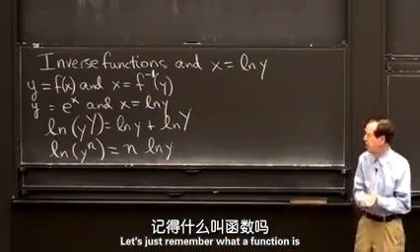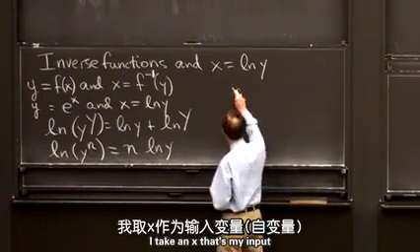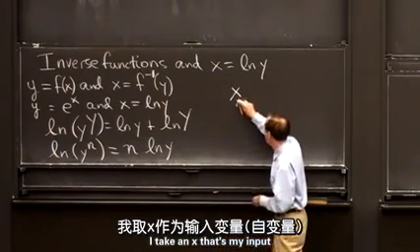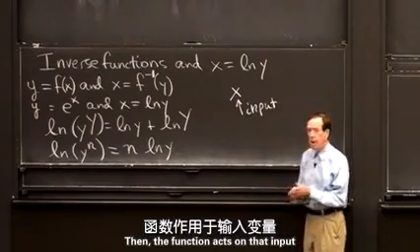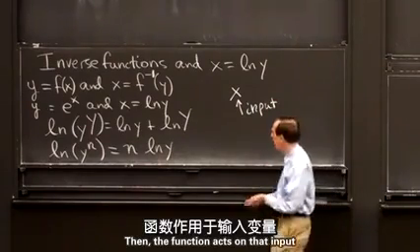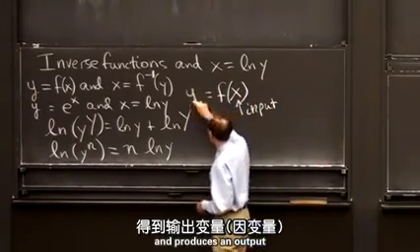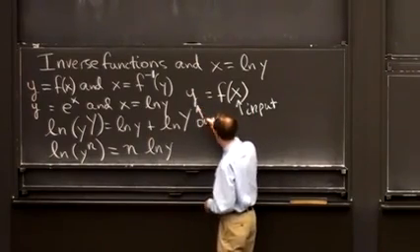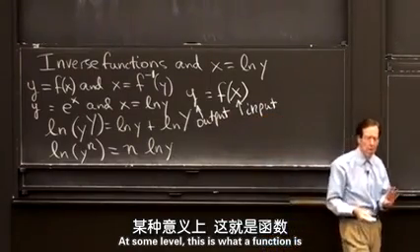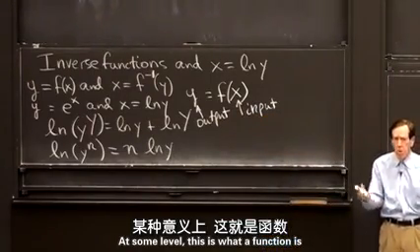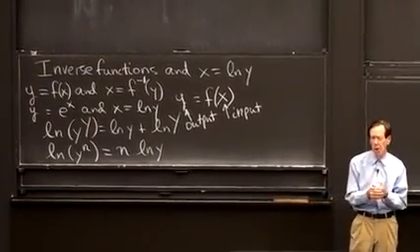Let's just remember what a function is. So a function like f is, I take an x, that's my input. Then the function acts on that input and produces an output. At some level, this is what a function is, a bunch of inputs and the corresponding outputs.